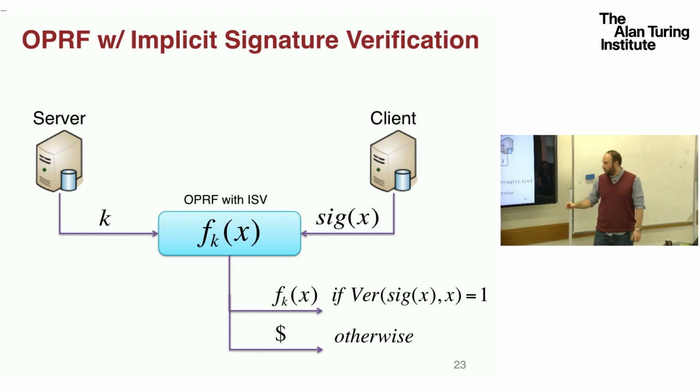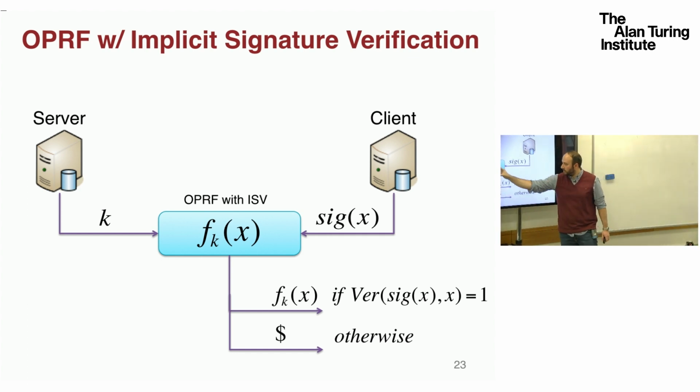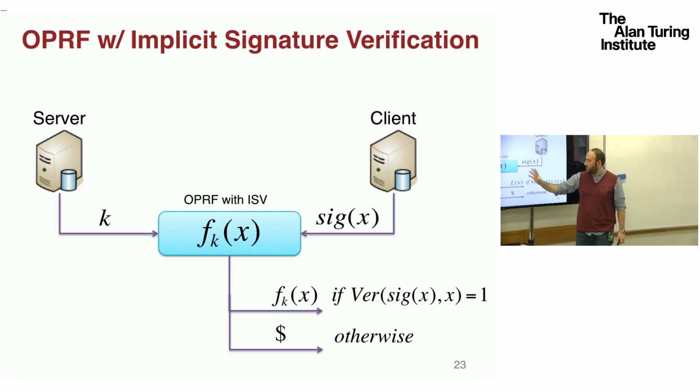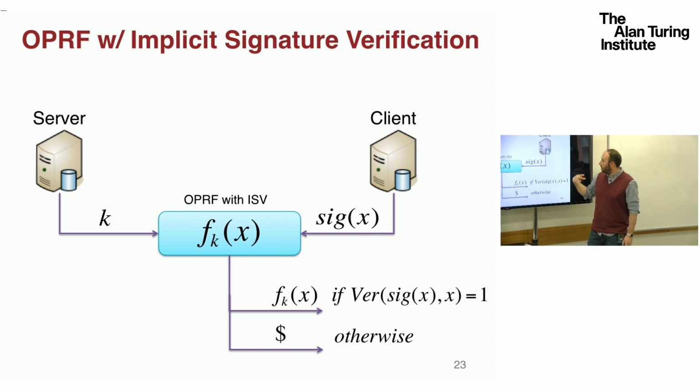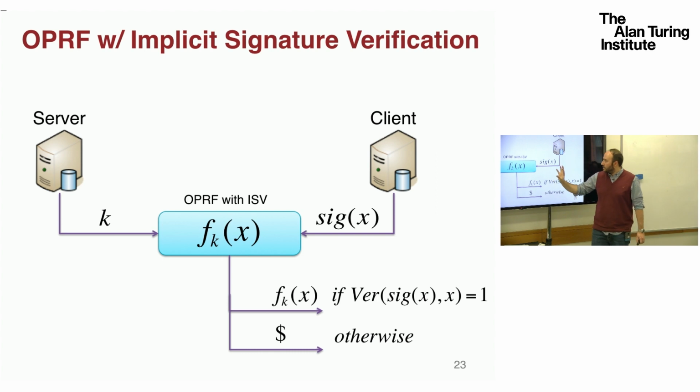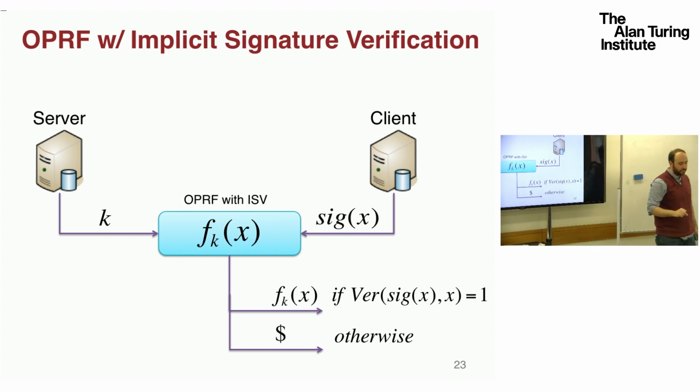But two things. First, in this protocol there is no court and no trusted third party. It involves only the server and the client. The authority only issues signatures, offline, once, and that's it. Second, the server does not learn anything about x, or even whether or not the client has a signature on that x. So this verification happens implicitly, inside the protocol. So how can I build this?